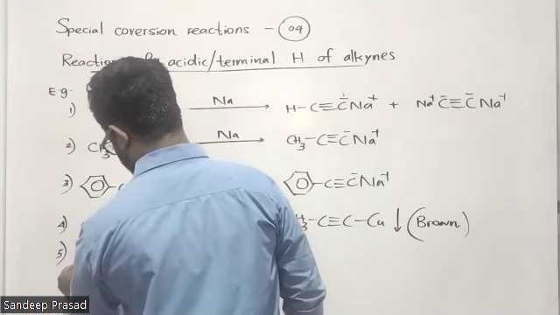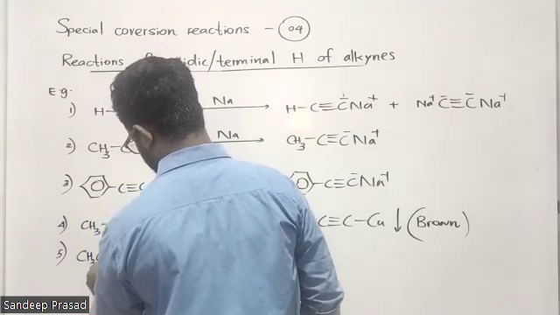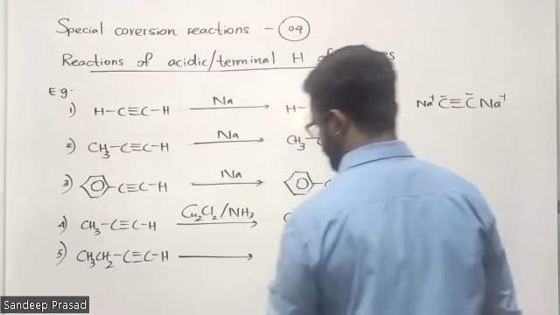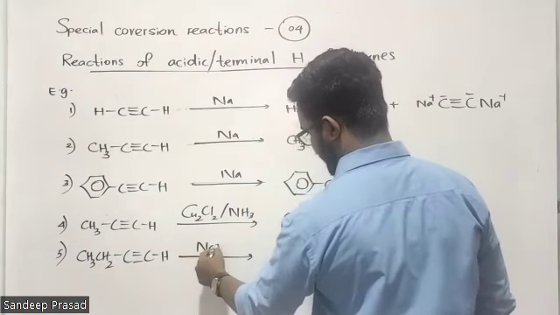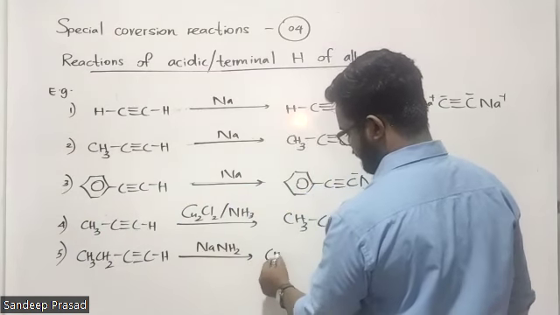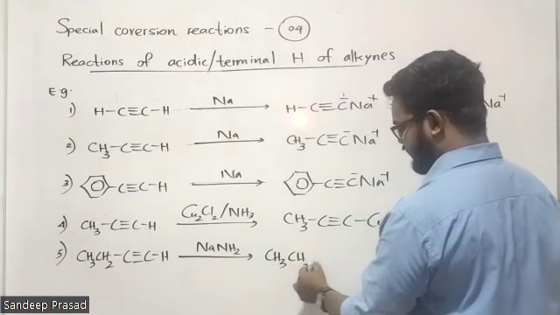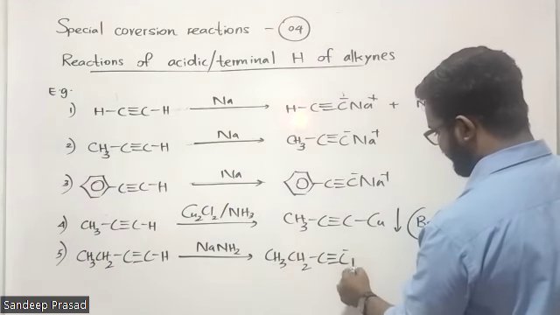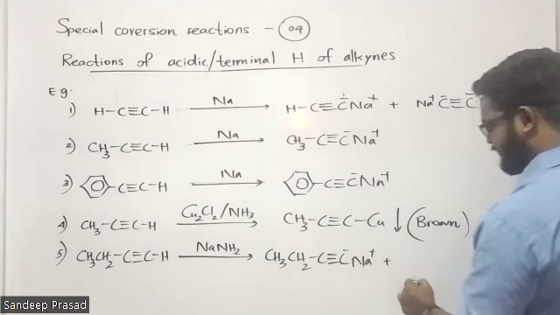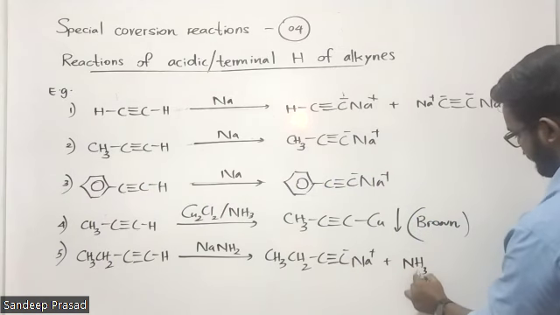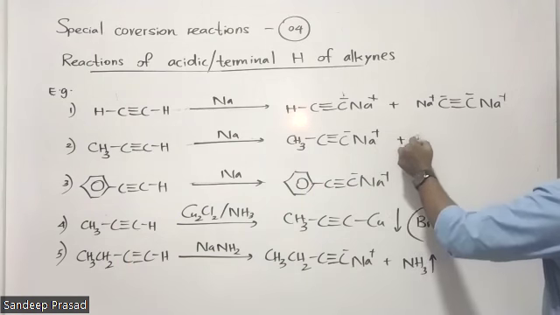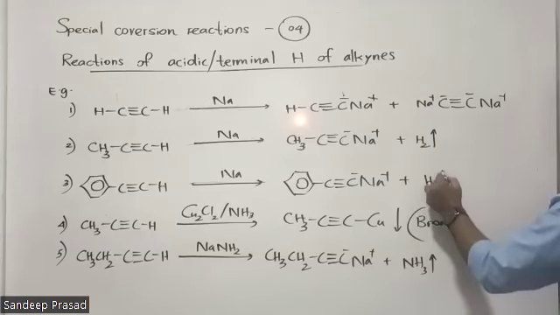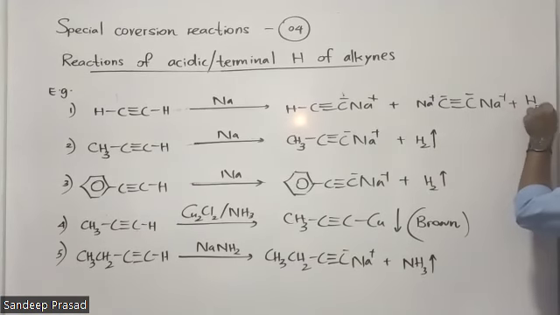Number 5, we can take that CH3CH2, sodamide, NaNH2. So nothing to worry, the same product that we obtain as we had with sodium. The only difference is the byproduct is a little bit changing. Byproduct is ammonia. In these cases, we obtain hydrogen gas, and here also hydrogen gas.